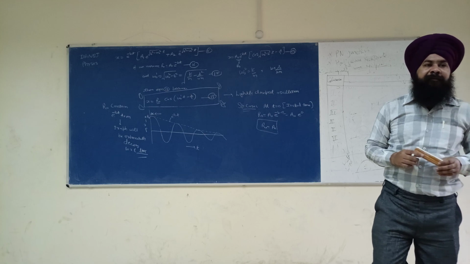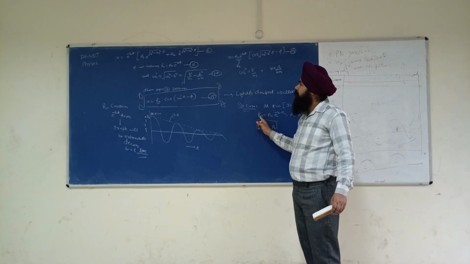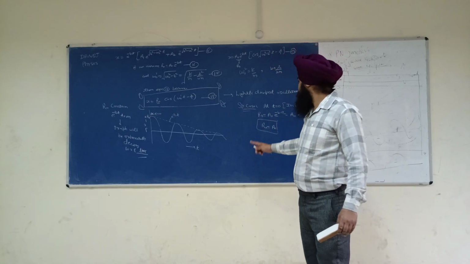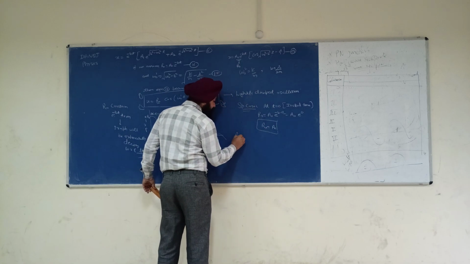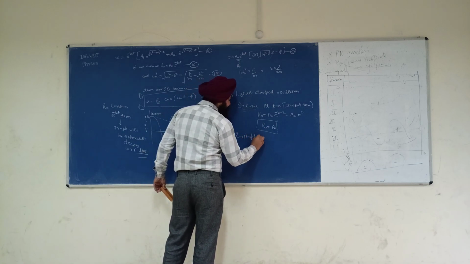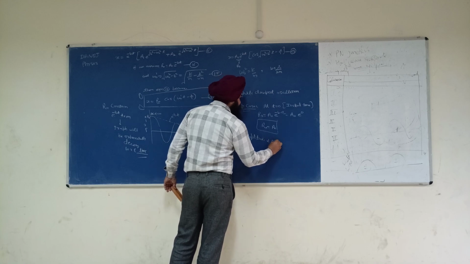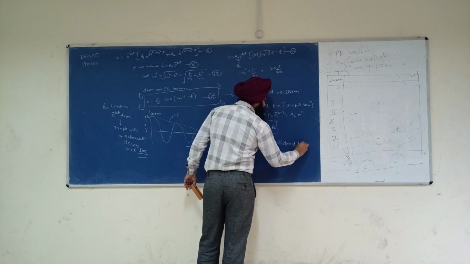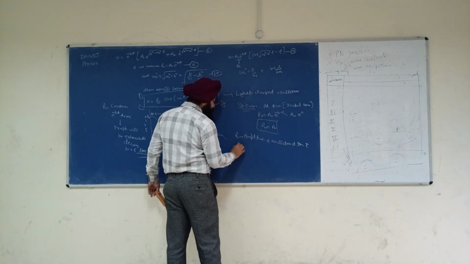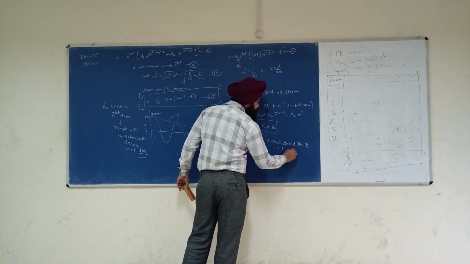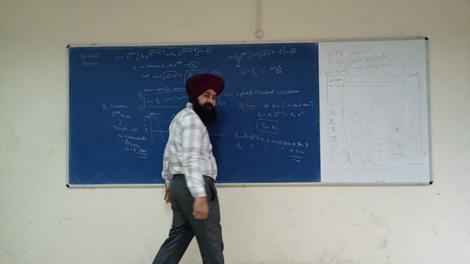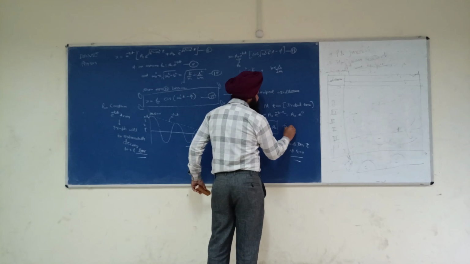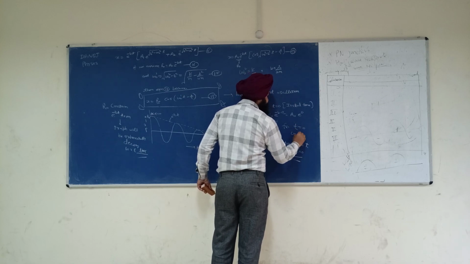Number 2, R naught is the amplitude of oscillation. What is R naught? R naught is called the amplitude of oscillations at time t, and A naught is the amplitude of oscillations at t equal to 0. This is for t equal to 0, the initial time.